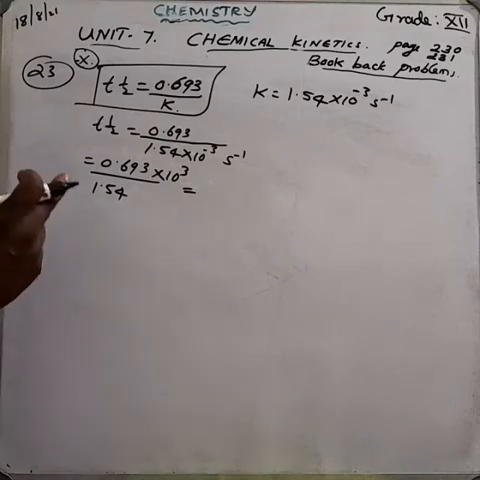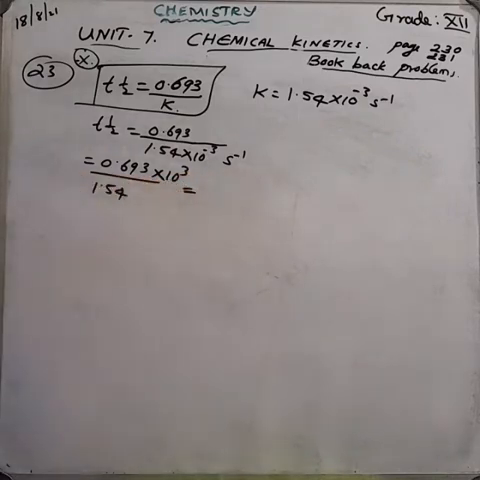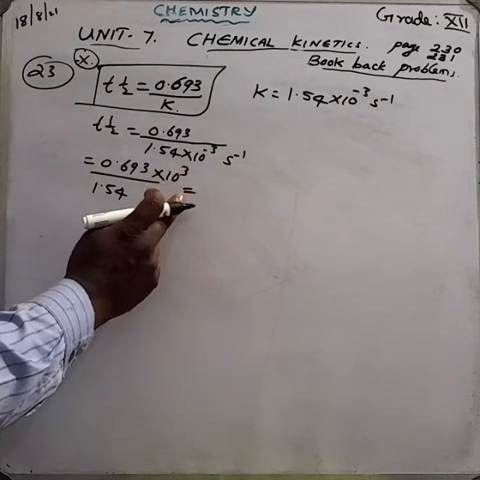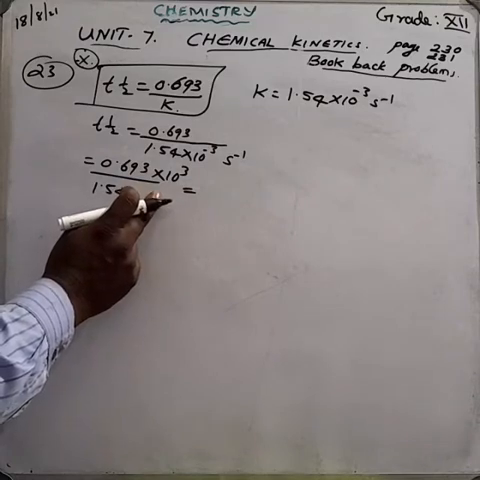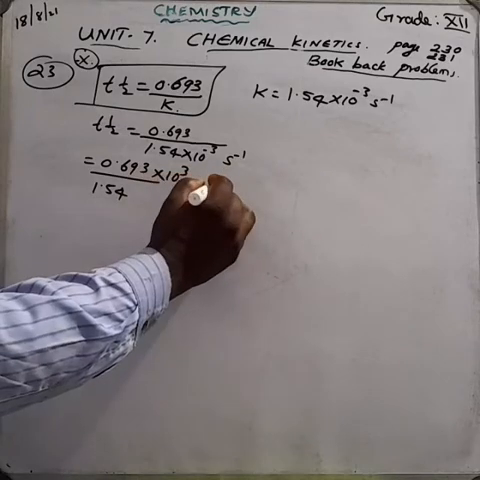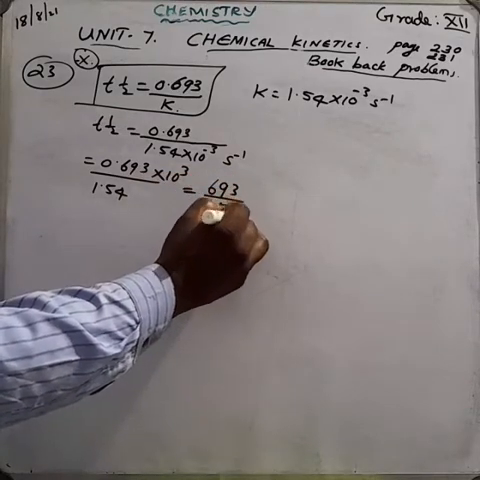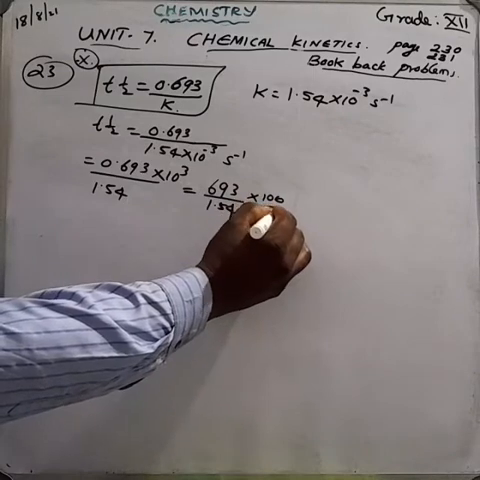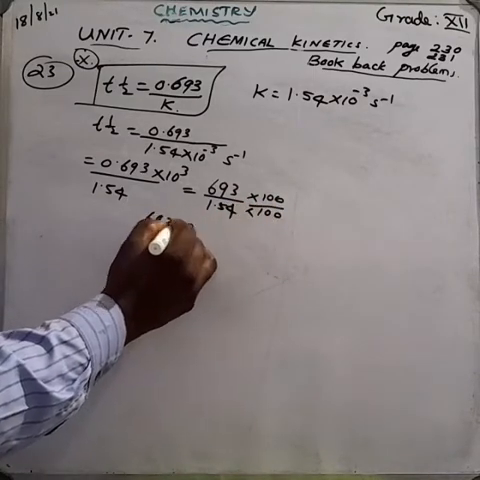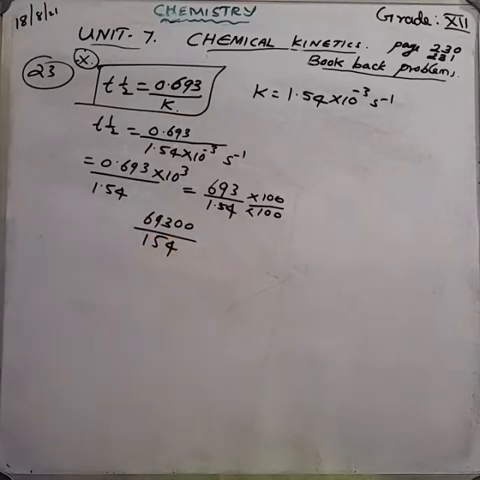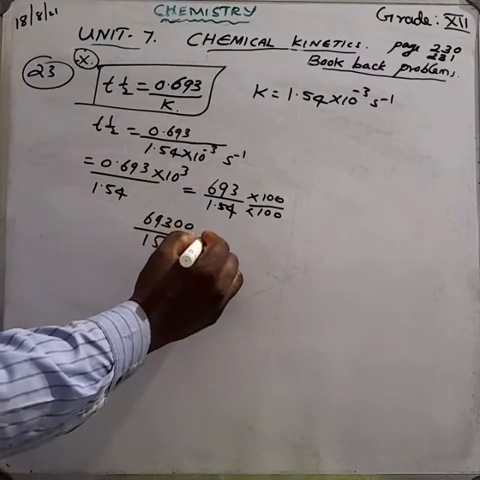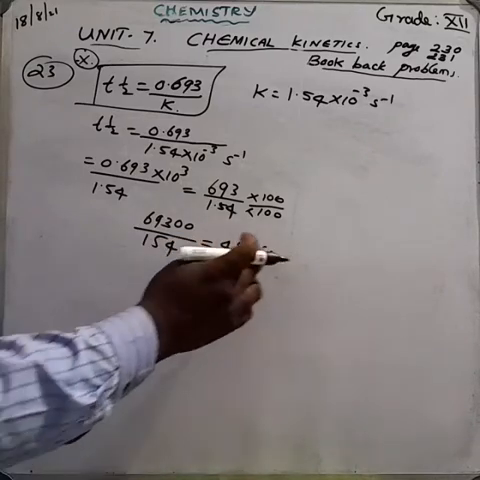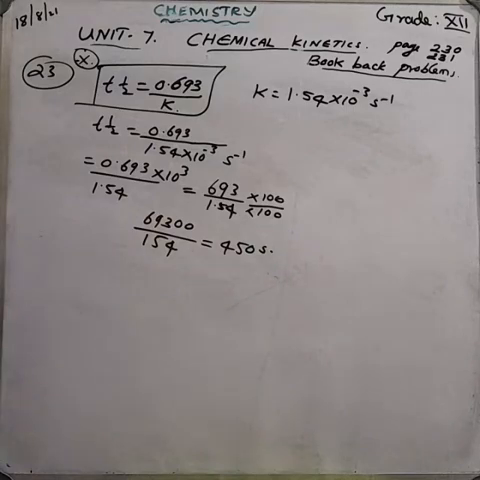Now I am going to multiply: 0.693 into 1000 divided by 1.54. So I get the value 693 divided by 1.54. Again multiplied by 100 above and below, so we get the value 69300 divided by 154. So approximately we get the value is 450 seconds.